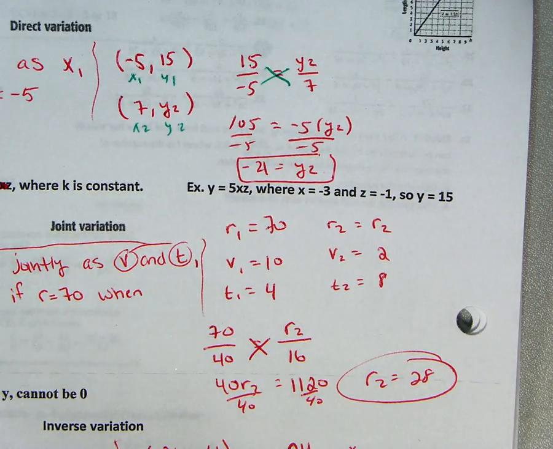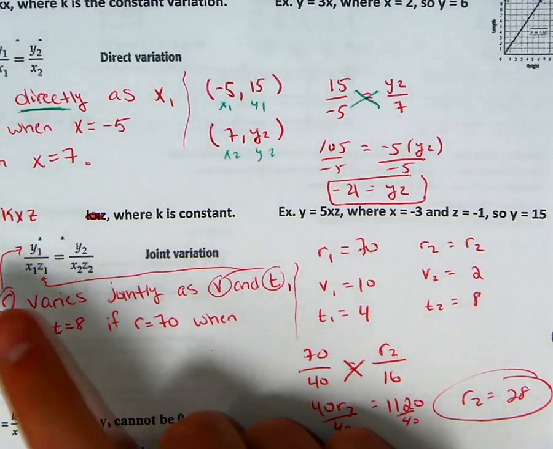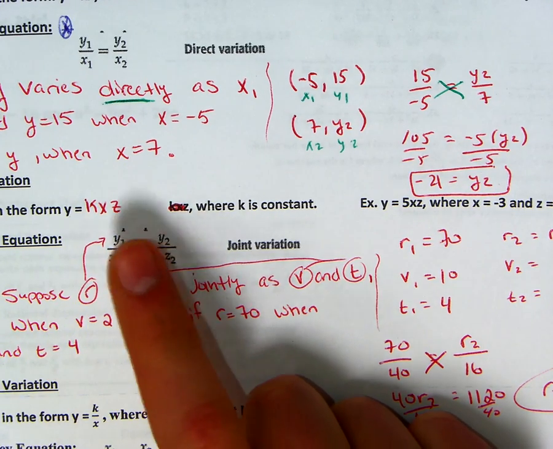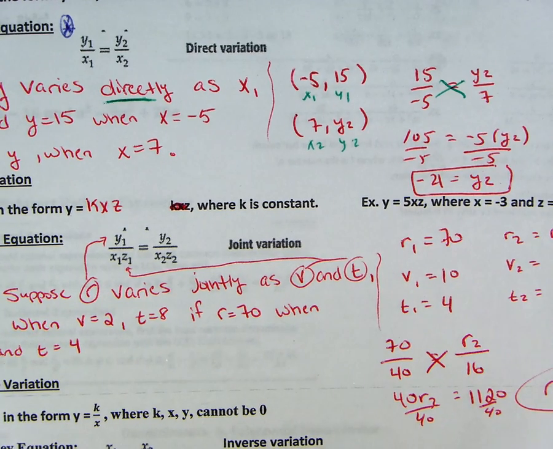This is probably the most difficult of all the variations, the joint one, just because there's this three variable thing. Which one is on top? Which one's the y? And it's always going to be the first one they state. So they're going to say suppose r, or they're going to say if r. Well, that's the one that's going to be on top then.